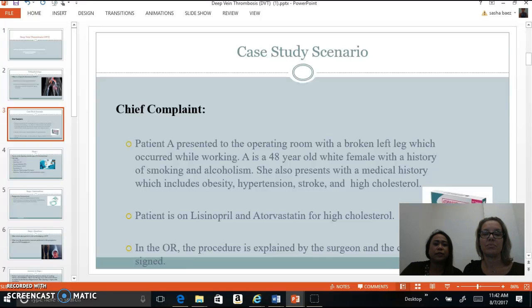Patient A presents to the OR with a broken left leg, which occurred while working. She is a 48-year-old white female with a history of smoking and alcoholism. She also presents with a medical history which includes obesity, hypertension, strokes, and high cholesterol. She is currently on lisinopril for hypertension and atorvastatin for high cholesterol. In the OR, the procedure is explained by the surgeon and the consent was signed.